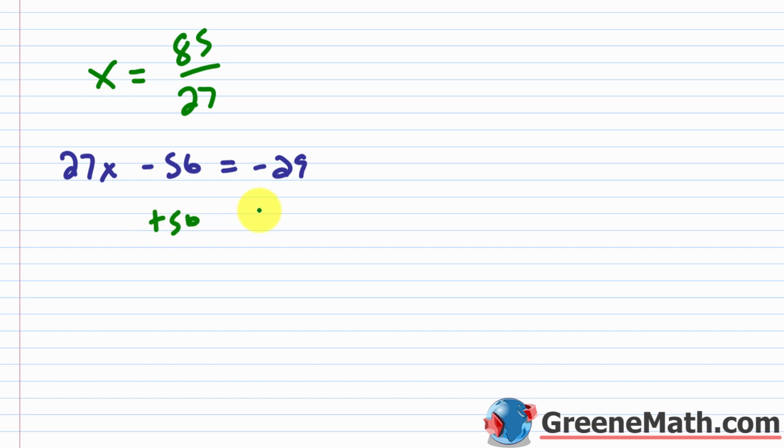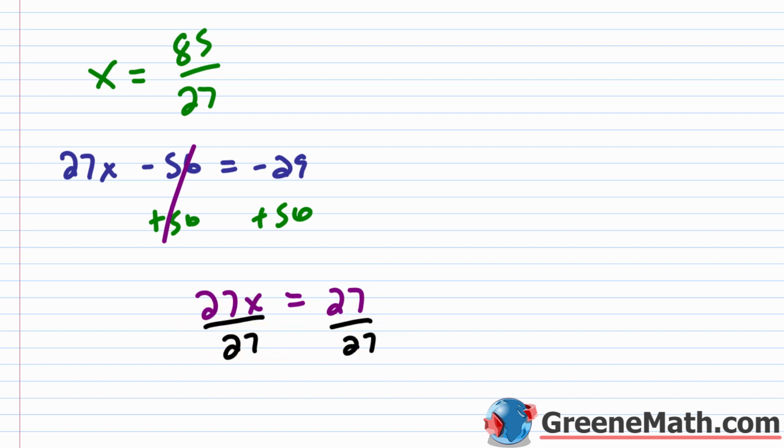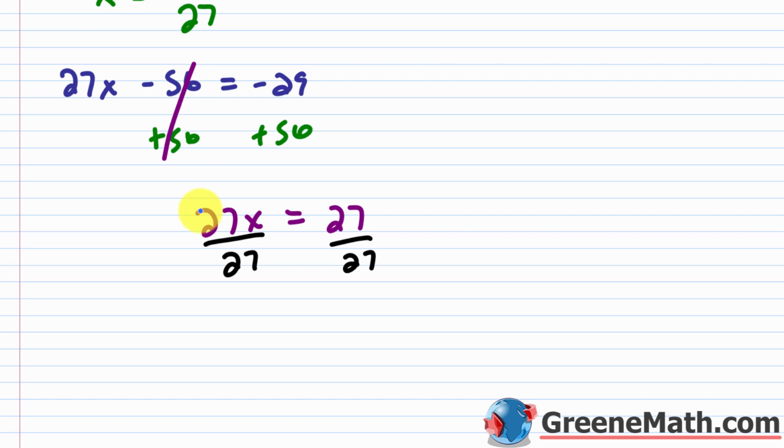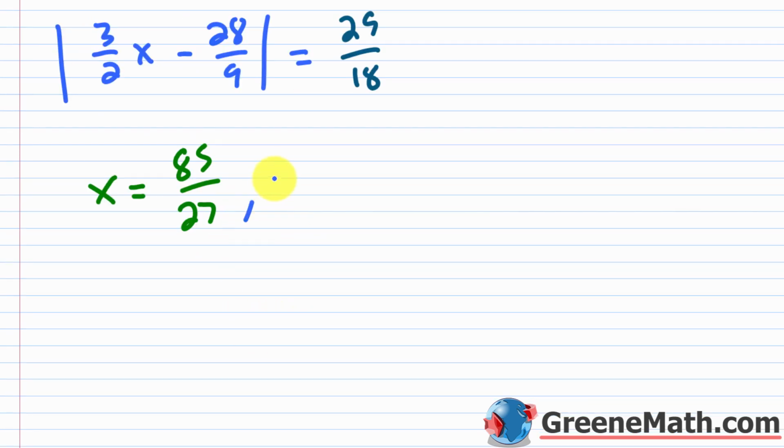Let's add 56 to both sides of the equation. And let's get rid of this. We'll say 27x is equal to negative 29 plus 56, which is 27. And then let's divide both sides of the equation by 27. Let me slide down here. And let's cancel this with this. We get x is equal to 1. And let's just put a comma here and put a 1 here. So x is equal to 85 over 27. And then also it could be 1.